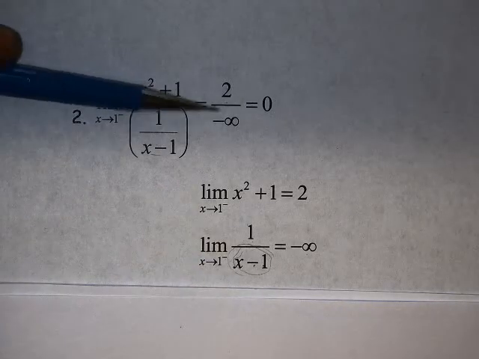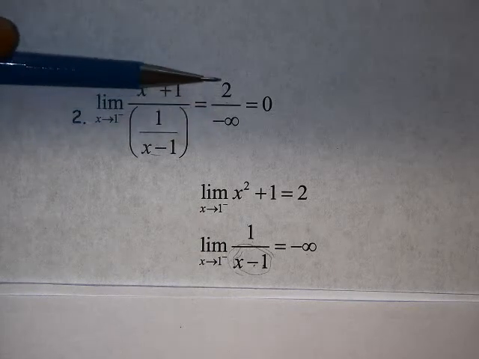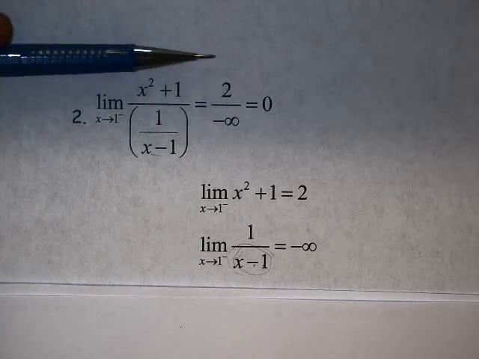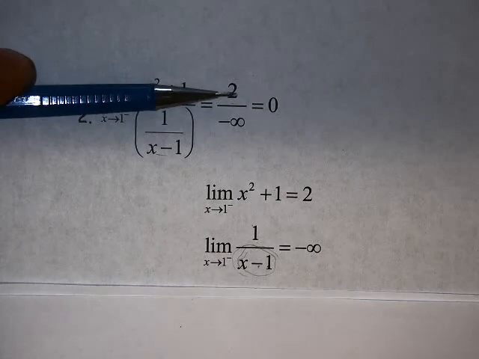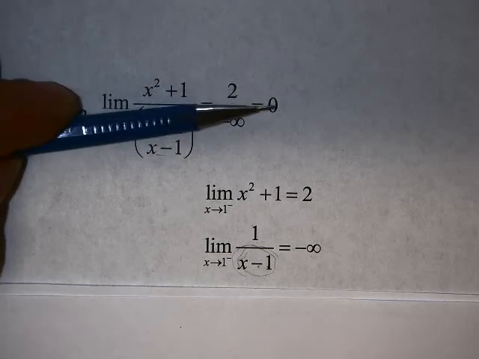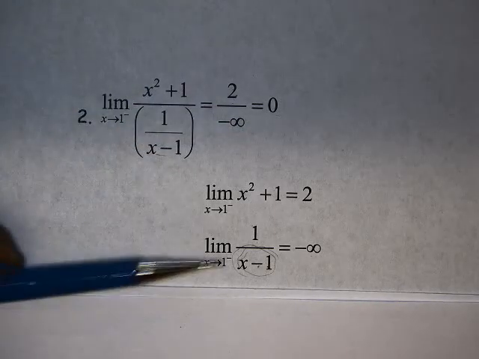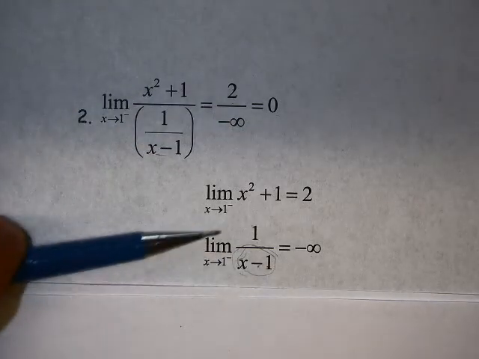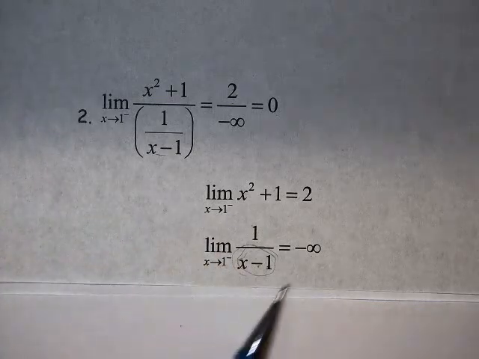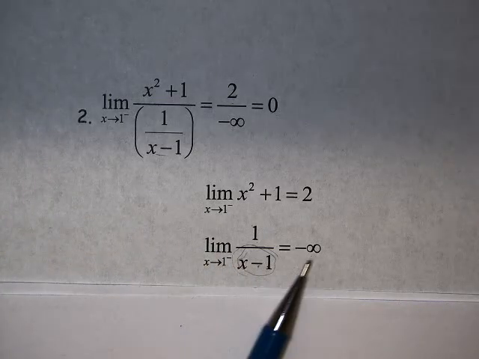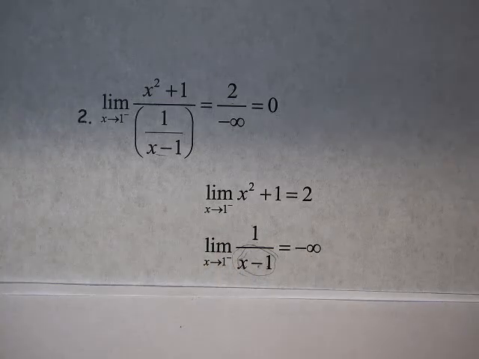In the case of the overall limit, it really doesn't matter because we have a finite positive value over an infinite value, and the limit of that is 0 at least. But in terms of just this denominator, the limit of this denominator, it does matter. We have to think very carefully about whether this limit is going to be positive or negative infinity.